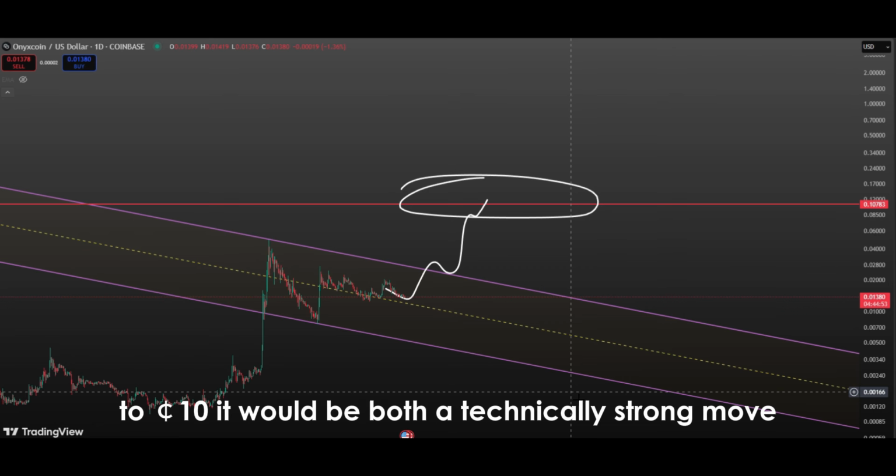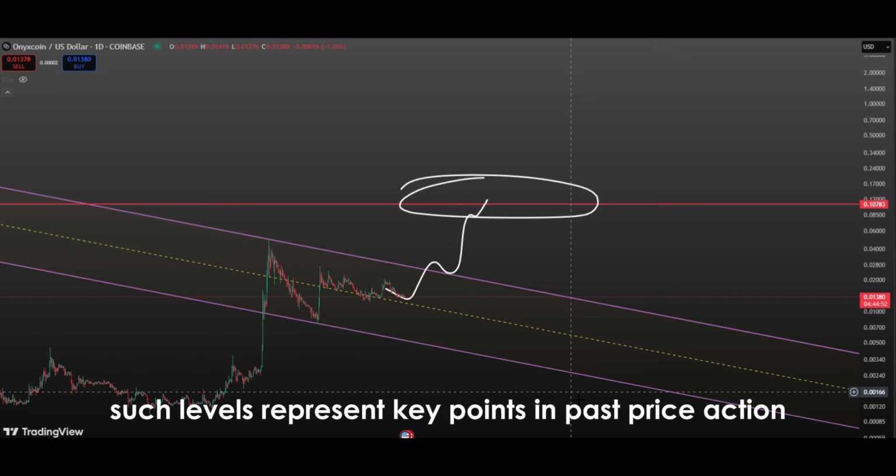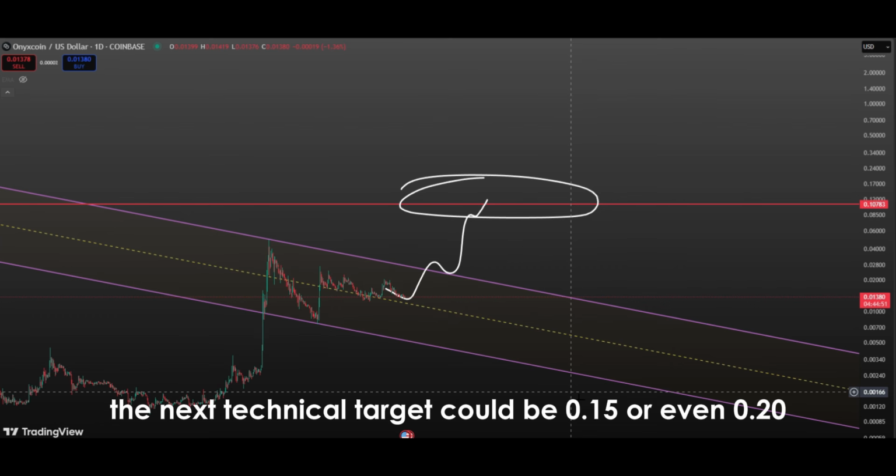In your scenario, if the price manages to climb from its current level to 10 cents, it would be both a technically strong move and a morale boost from a market psychology perspective. Such levels represent key points in past price action and serve as stepping stones toward future potential targets. For example, after breaking 10 cents, the next technical target could be 0.15 or even 0.20.